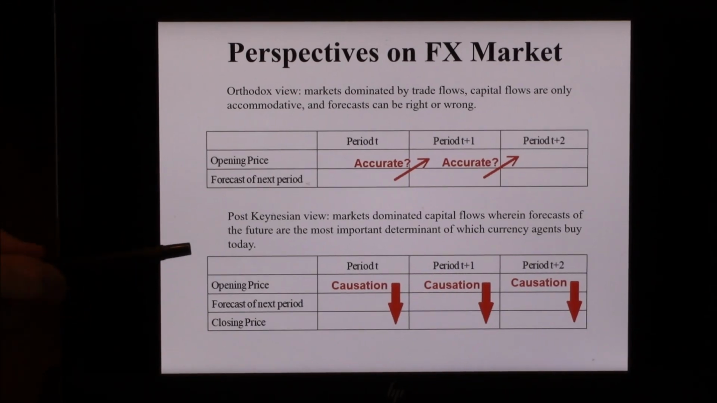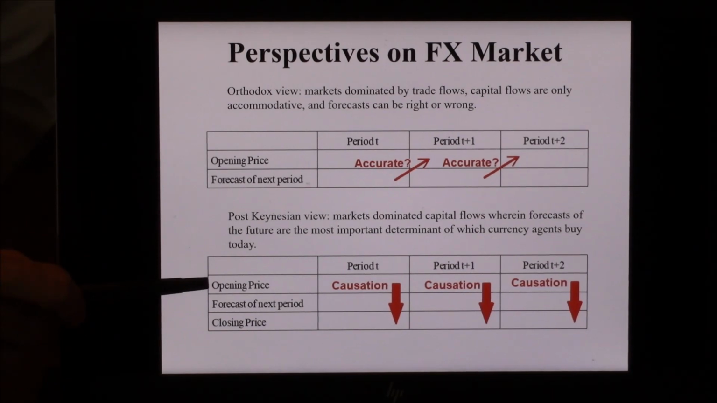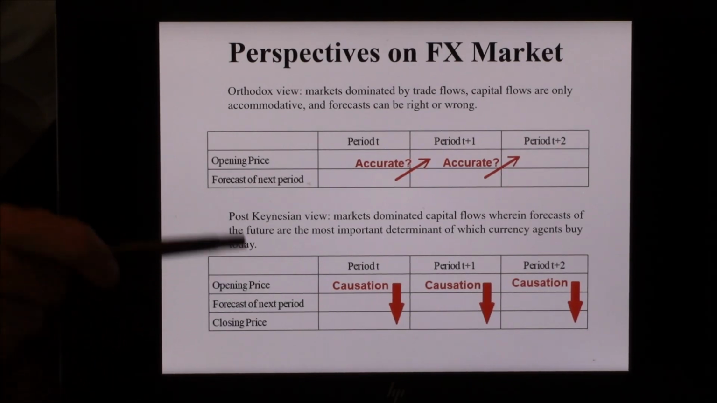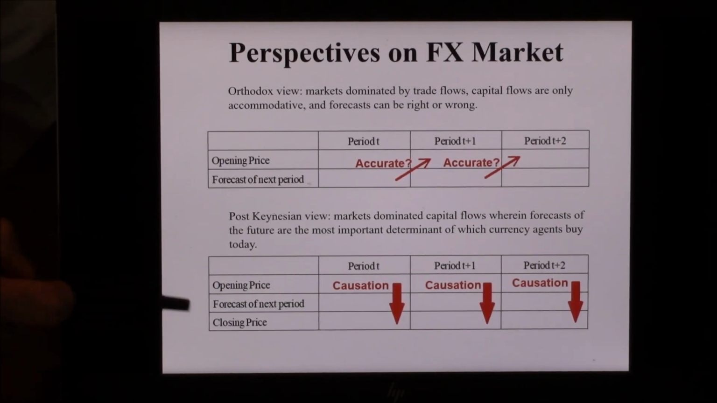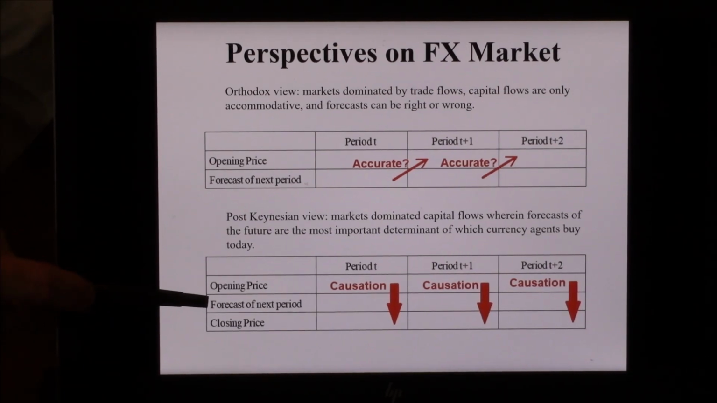Let me say that again. You make a forecast in period T of where you think the euro is going to be in period T plus 1. And let's say you think it's going to appreciate. Do you buy the euro in period T plus 1 after it's already appreciated? Or do you buy it in period T, hold it, and hope it appreciates like you thought it would, and then sell it? So the post-Keynesian view is that these forecasts are driving the actual prices.